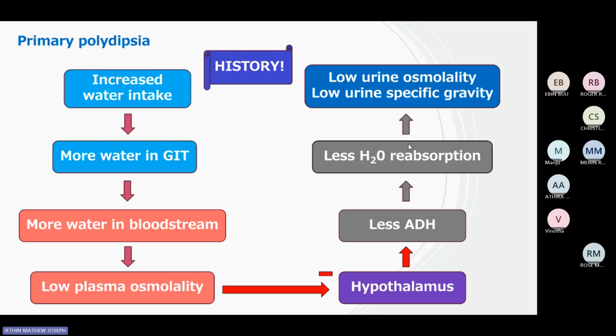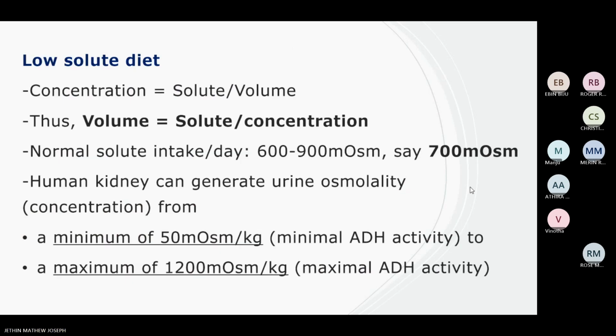So our next cause is a low solute diet. So this might be a bit confusing, so listen carefully. What is a low solute diet? A low solute diet will be basically carbohydrates and lots of fluids. You're not taking in proteins. You're not taking in salts. So that is basically a low solute diet.